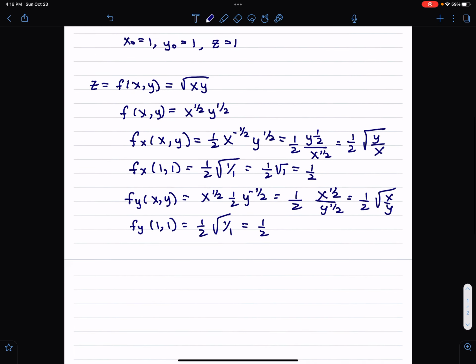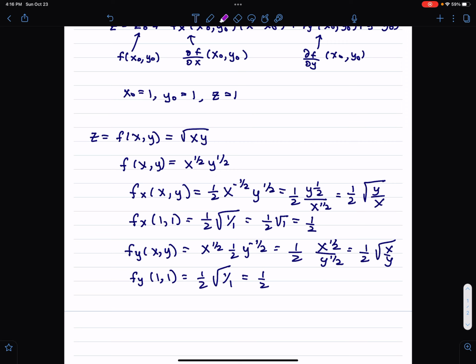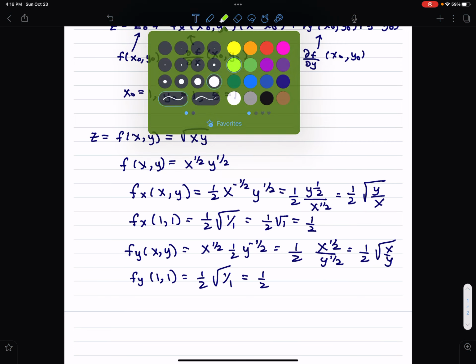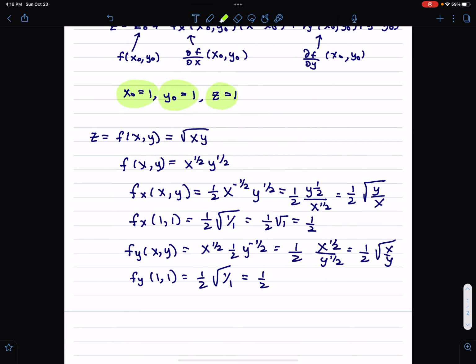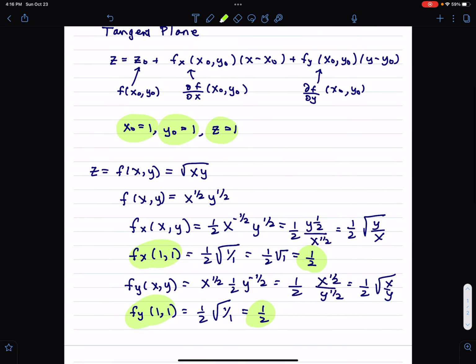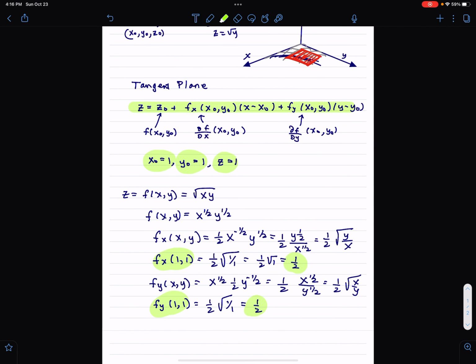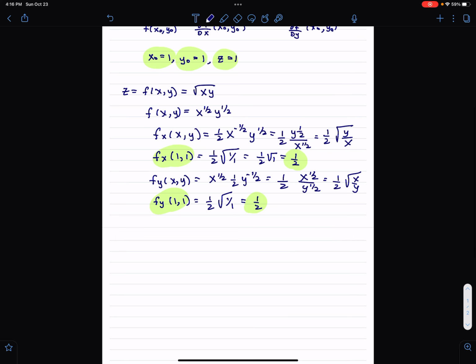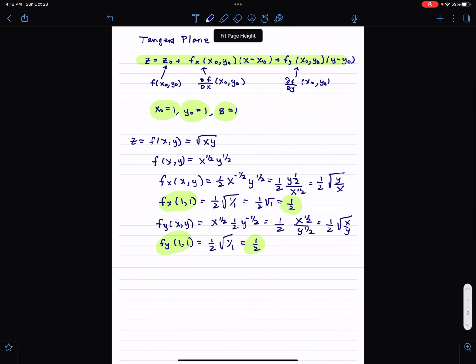All right, so we have all the ingredients to make our cake or something, to plug into the formula. So we have all these ingredients, and we just plug them into this formula. So there we go. Let me put those all on the same screen at once. So z equals 1 plus 1/2 (x minus 1) plus 1/2 (y minus 1).